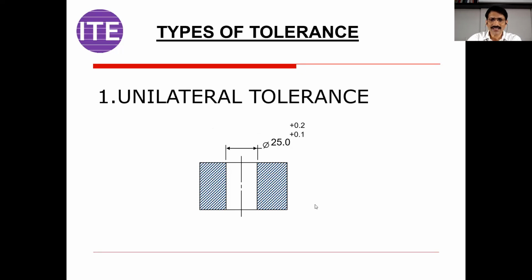So, unilateral tolerance. This is a very simple example you can see on the screen. There is one dimension, 25 plus 0.1 plus 0.2, that is plus plus or minus minus, which is called a unilateral tolerance, meaning one-side tolerance. Now here I want to ask you one question. If this is the drawing and if you produce a component with 25.0, will you accept this component or will you reject it?